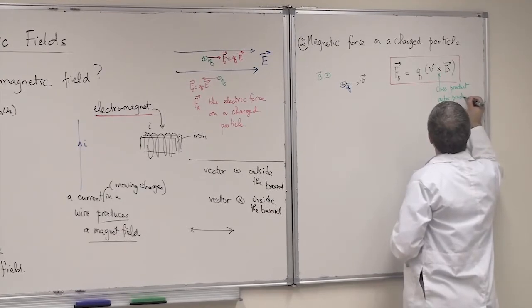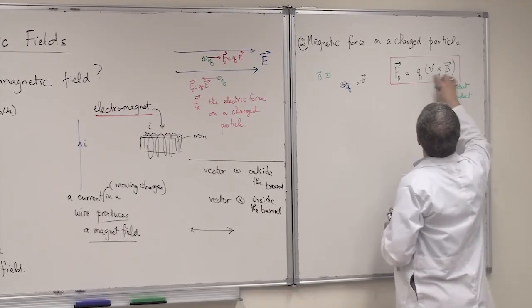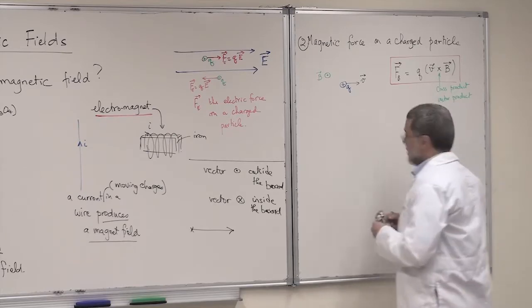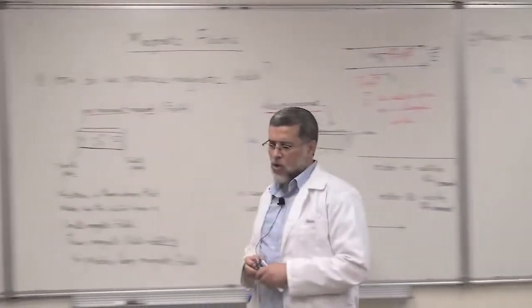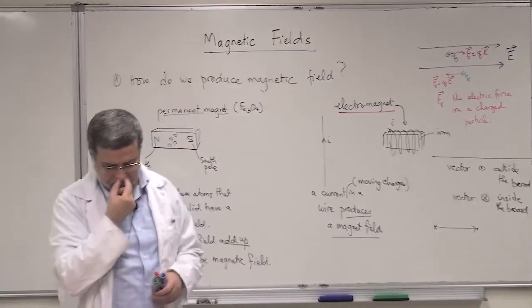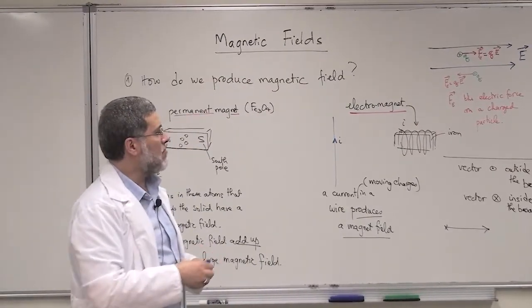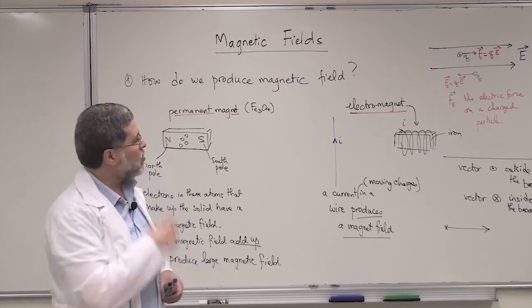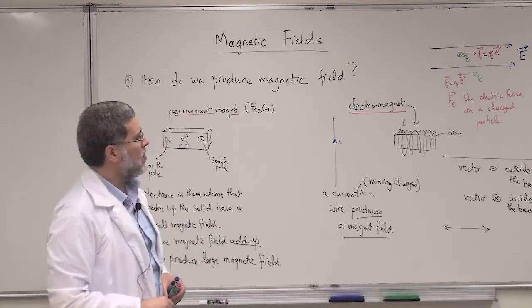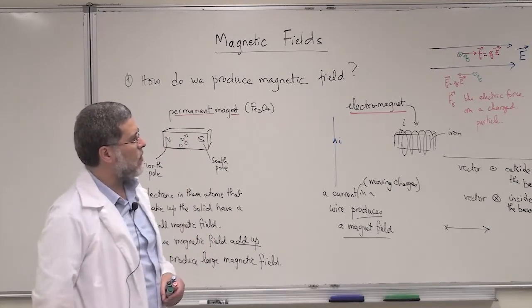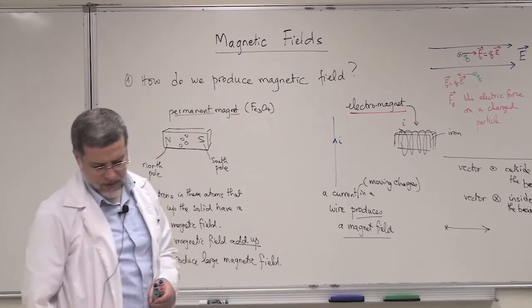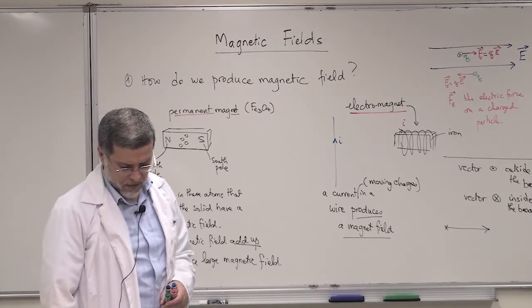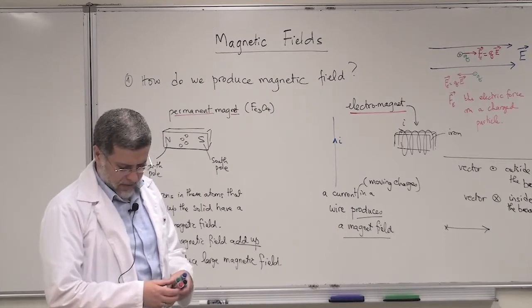Okay? Which means the cross product gives you a vector. That vector is a force F. So the force on the charged particle, F_B, is the magnetic force, q is the charge, v is the velocity of the particle, and B is the magnetic field. The magnetic field is a vector, v is a vector velocity, and F_B will be a vector, okay? All right. This is important.